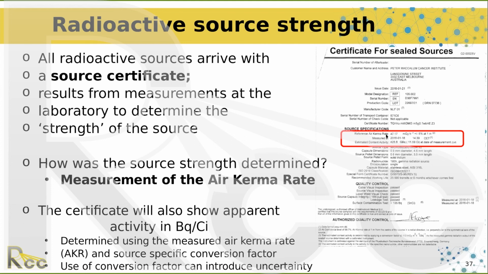So they're using this air Kerma rate, and then they're converting it to activity. So the source strength was determined by the measurement of the air Kerma rate, and then that was converted, using a conversion factor, to activity. And it's that use of the conversion factor that can introduce uncertainties.